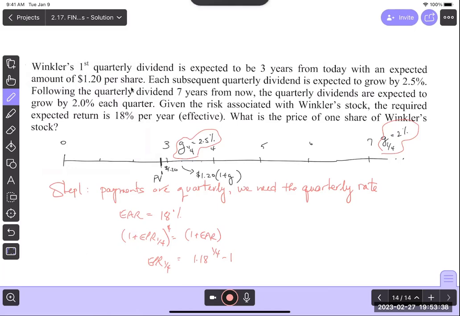PV, and it's one quarter before, so in terms of quarters, the 1.20 would be at time 3 times 4 is 12, right? 12 quarters. So this would be at 11 quarters. Let me make my years in blue. So I'll call it 11 quarters. And so that way I have one period from now is the first payment, and then the next one begins to grow.